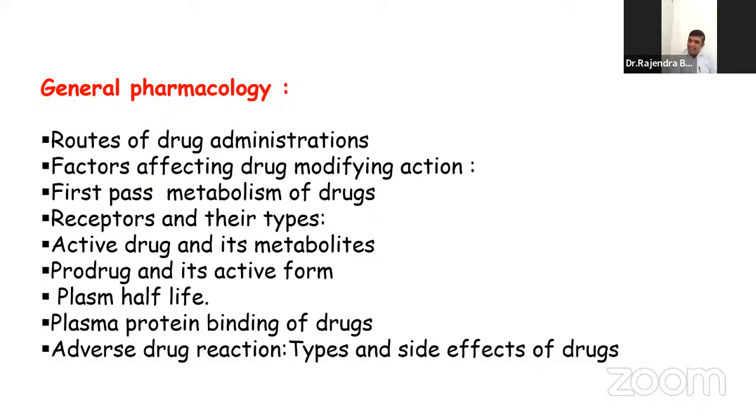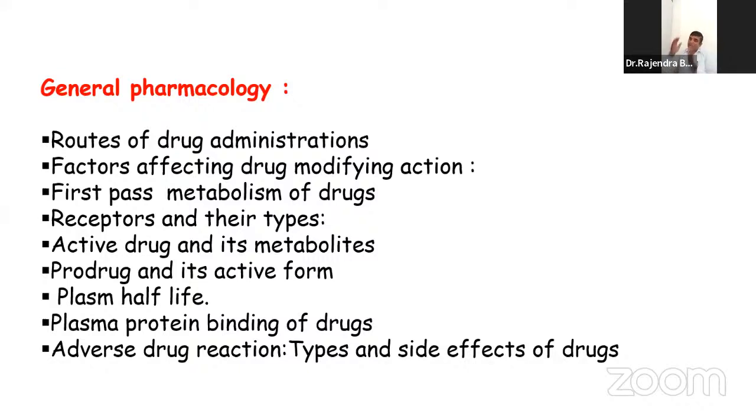GTN is administered sublingually in the treatment of angina pectoris. What are the other routes of nitroglycerin? Nitroglycerin is also administered by inunction, that is rubbing on the skin. So nitroglycerin is also administered transdermally. Nitroglycerin is administered sublingually in the treatment of angina pectoris.